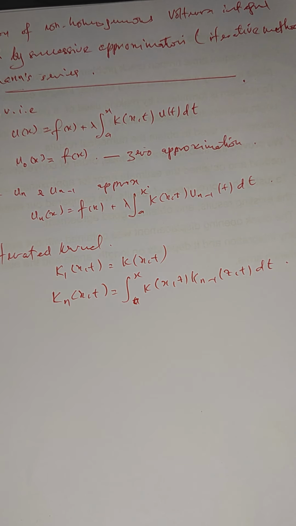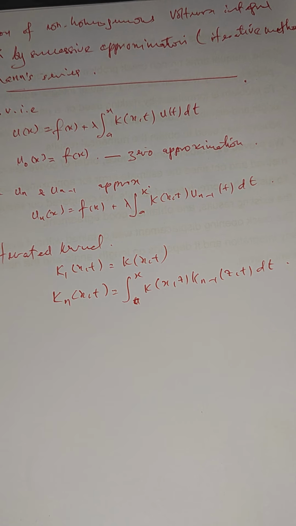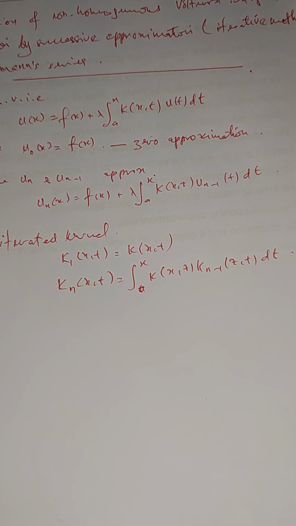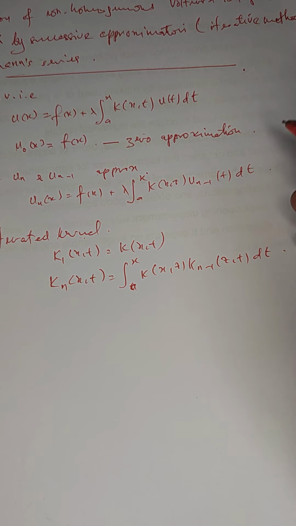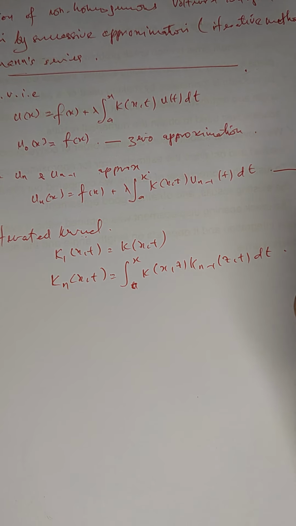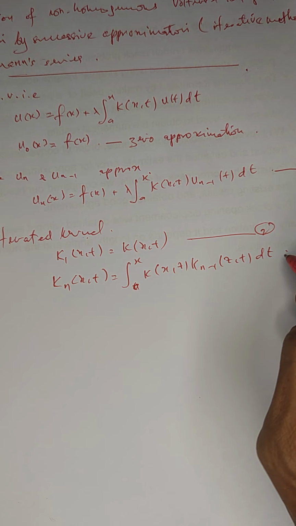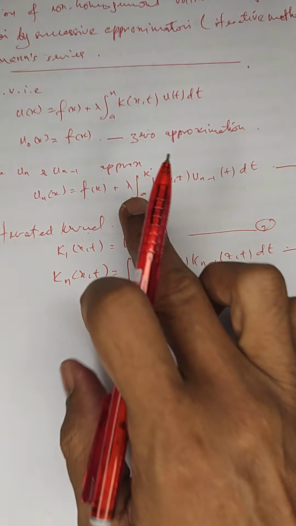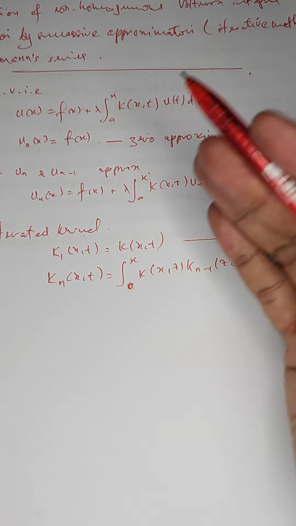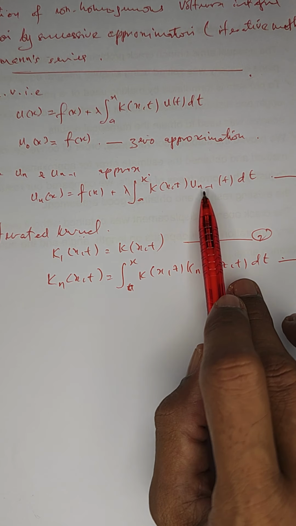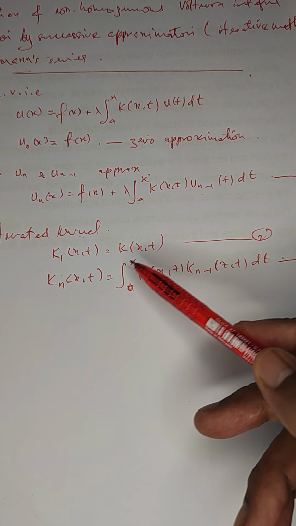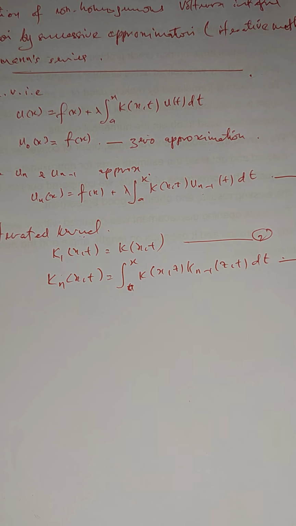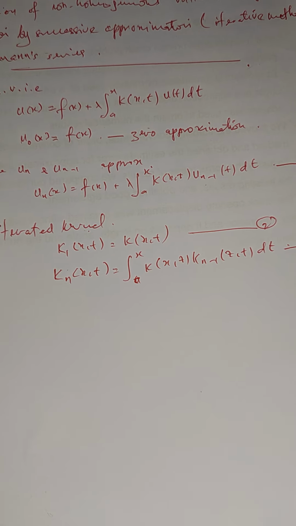Okay, then let's call this equation number 1, this number 2, and this equation number 3. Then from 1 we can find u1, we can find u2, and then we can substitute u0 with f(x) and k1 with k(x,t), and so on and so forth. So that's the process.